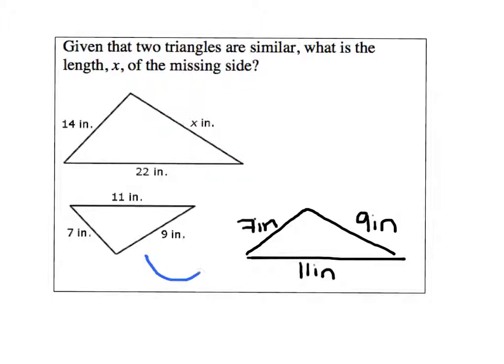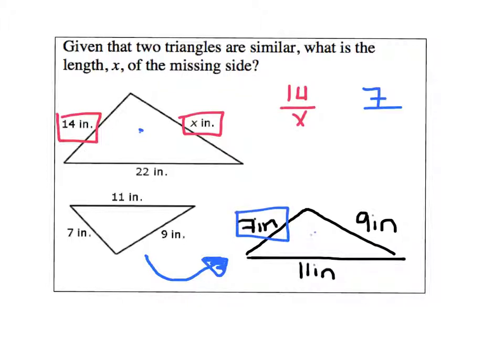I just rotated this triangle, I flipped it upside down so that these two triangles look exactly the same. Now I can easily set up my proportion, and I'm going to use 14 and x, 14 over x is equal to 7 over 9. Now I can cross multiply and solve for x. Pause the video, finish this problem, hit play when you're done. Ready, pause.